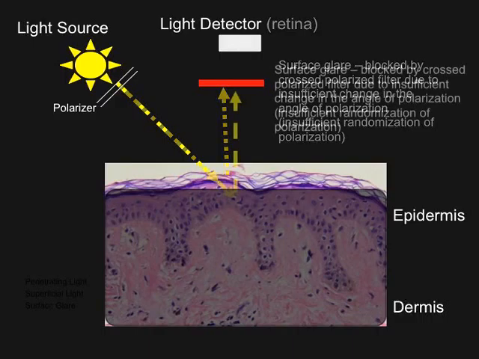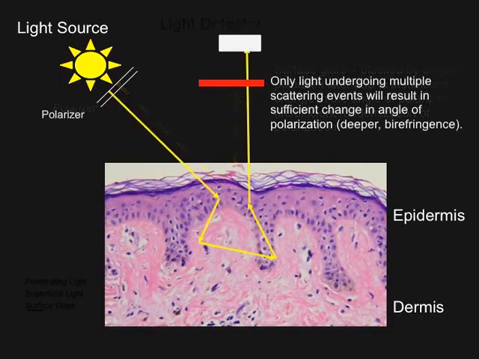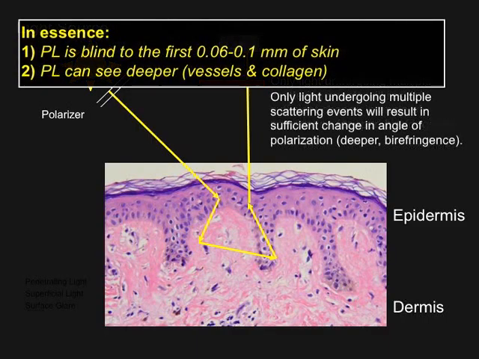Now, if it is able to go a little bit deeper into the skin, it still does not change enough of the angle of polarization, and it doesn't get through the cross-polarized filter. However, if it interacts with enough structures and goes deep enough into the skin, and it changes its angle, then it passes through the cross-polarized filter and you can see the structures.